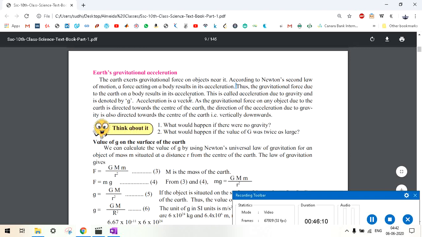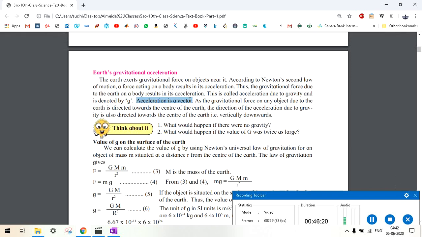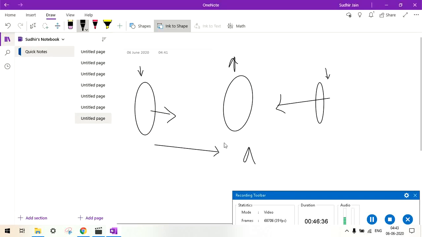So earth also has an acceleration. It is denoted by small g. Acceleration is a vector. What is a vector? A vector means something that has some value and also has direction. So acceleration has direction, right? As the gravitational force on any object due to the earth is directed towards the center of the earth, the direction of acceleration due to gravity is also toward the center of the earth, that is vertically downward.